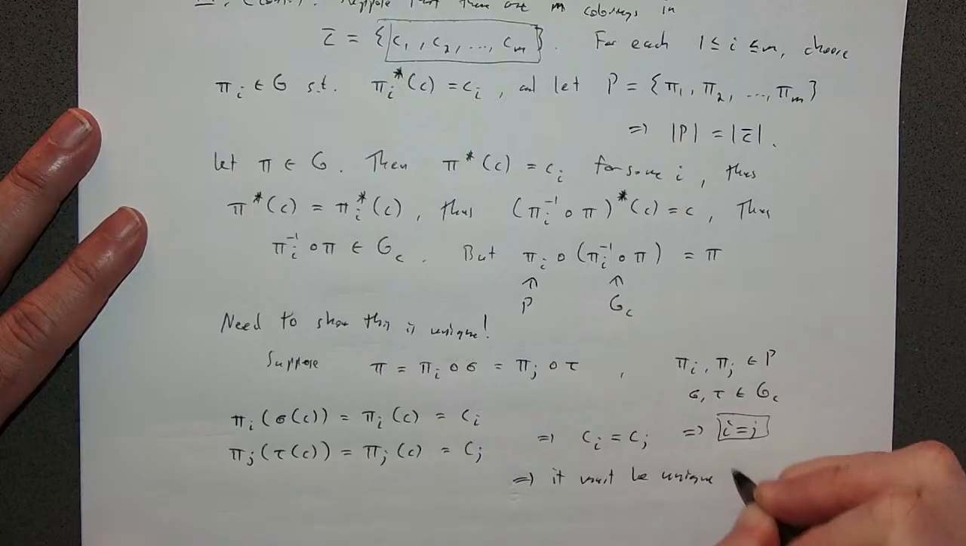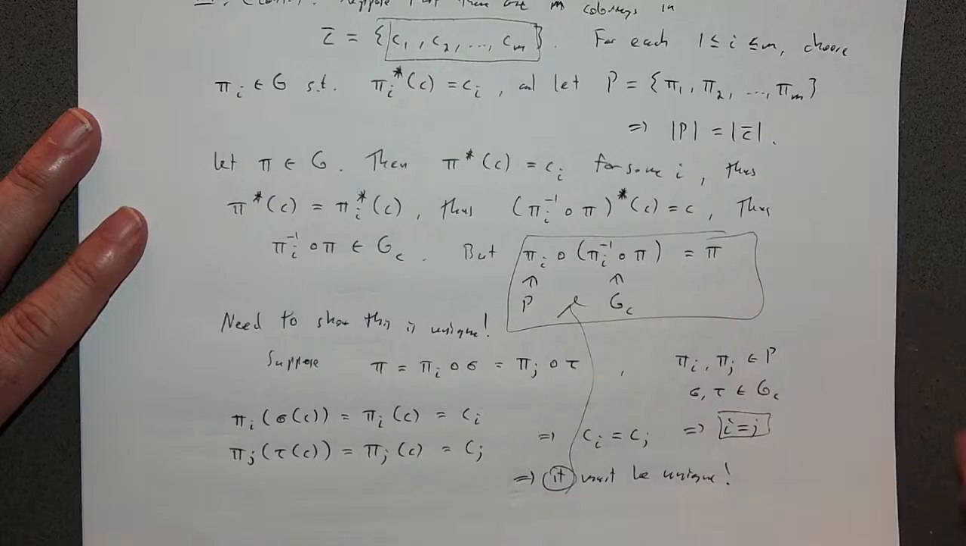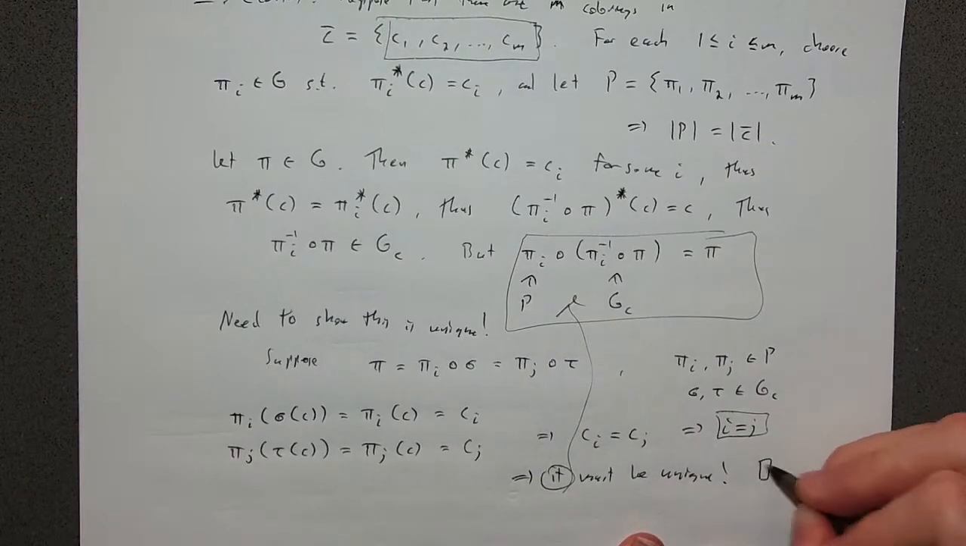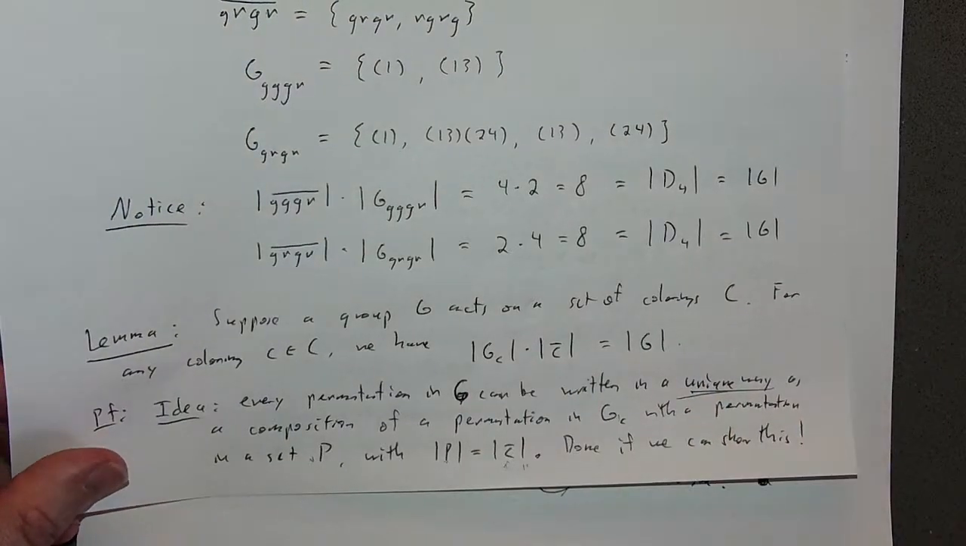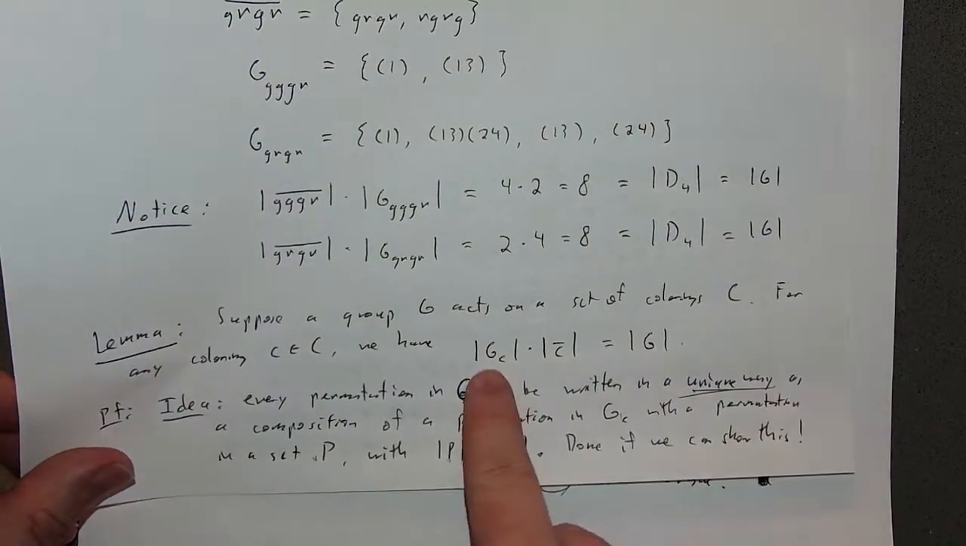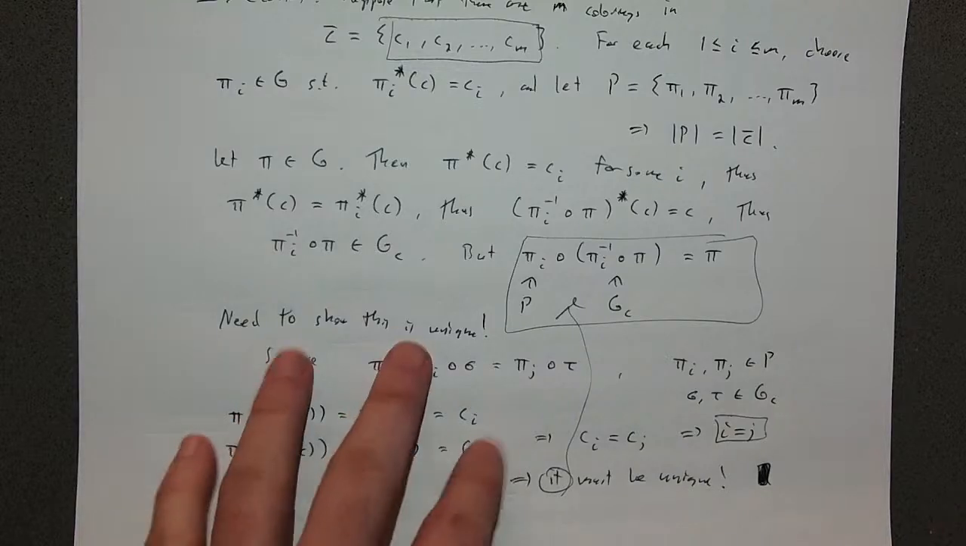And when I say it, I'm referring to this representation of our permutation. It has to be unique, and so by the multiplication rule, by the product rule, this count matches up. The size of G is the size of the stabilizer times the size of the orbit.